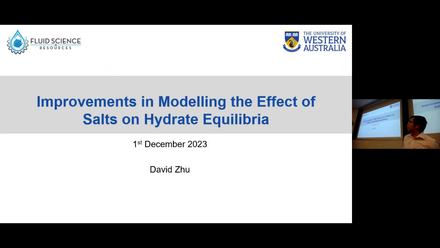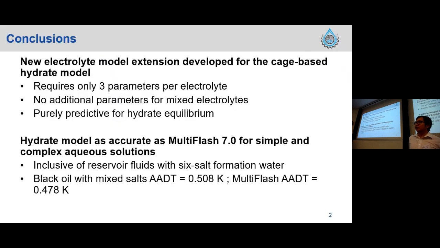My name is David, and today I'm going to walk through some of the improvements we made for modeling salts and hydrate equilibria. This electrolyte model extension builds upon our previous work for the cage-based hydrate model we developed at Equilibria. What's unique about this electrolyte model is that it requires only 3 parameters per electrolyte, with no additional parameters for mixed electrolyte solutions. And in terms of how we obtain these parameters, they're purely predicted for hydrate equilibrium data.